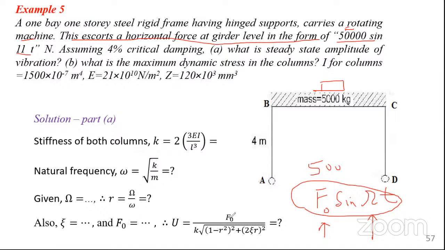So you can see you already have F naught, 50,000. You have calculated K. You have obtained R. And what is the Xi that is given? I don't know how you call it, because in Greek it's Xi. Somebody tell us, this is the damping ratio. What is the damping ratio from this equation?